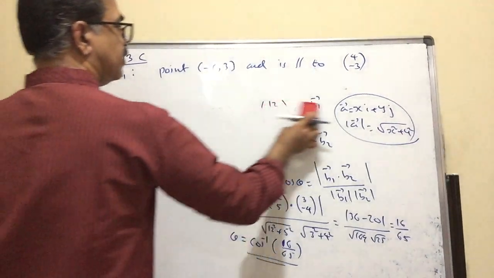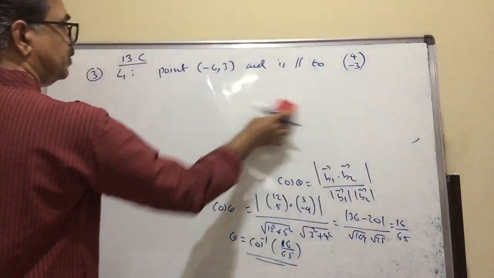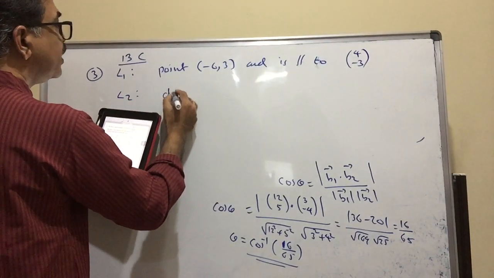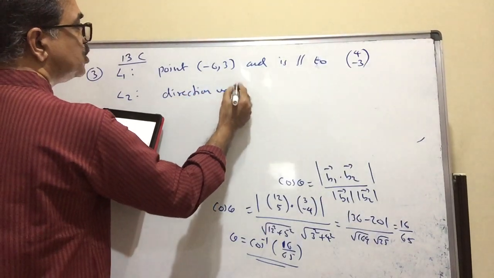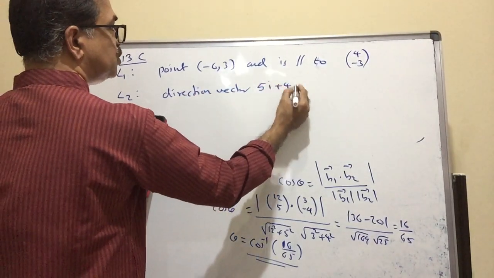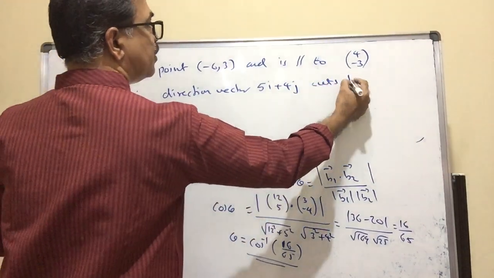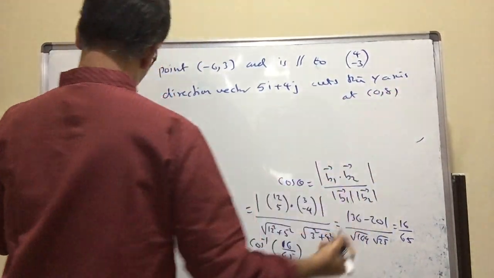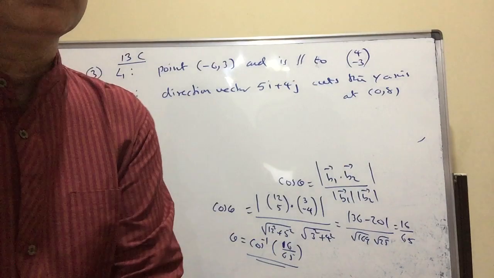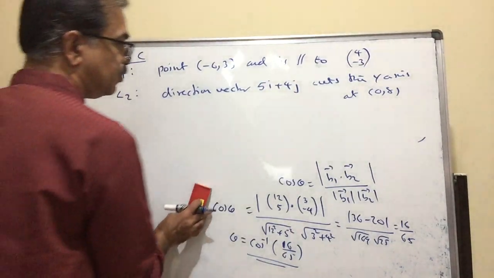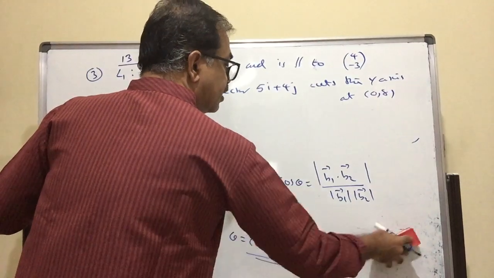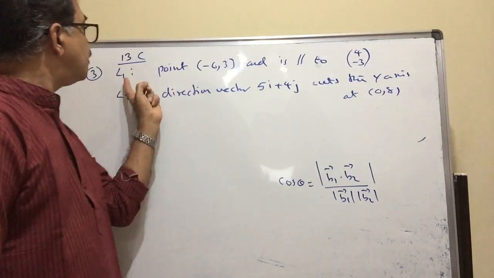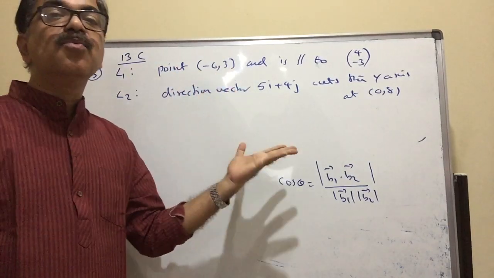And then they say there is another line L2 which has a direction vector 5i plus 4j, and cuts the y-axis at (0, 8). Find the acute angle between the two lines. So the question is to find out the angle between these two lines, and for that I need the two direction vectors, b1 vector and b2 vector. So when I look at my question, L1 is the line which passes through the point, and I don't want the point.